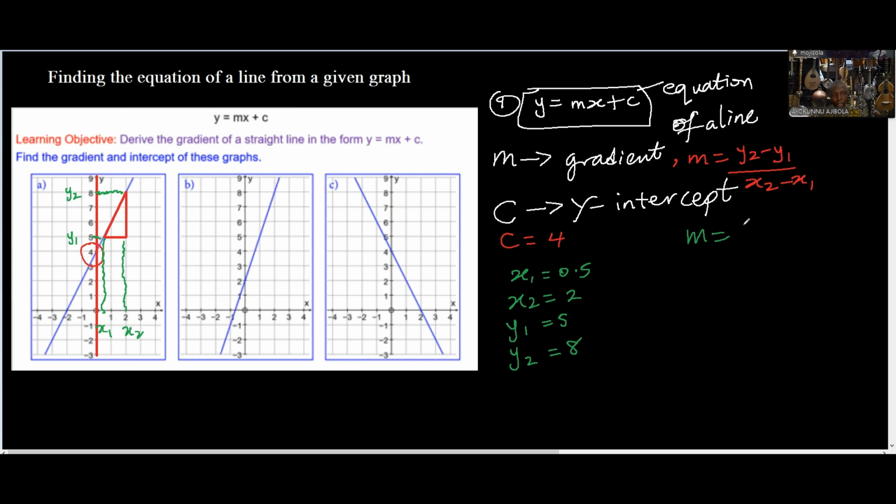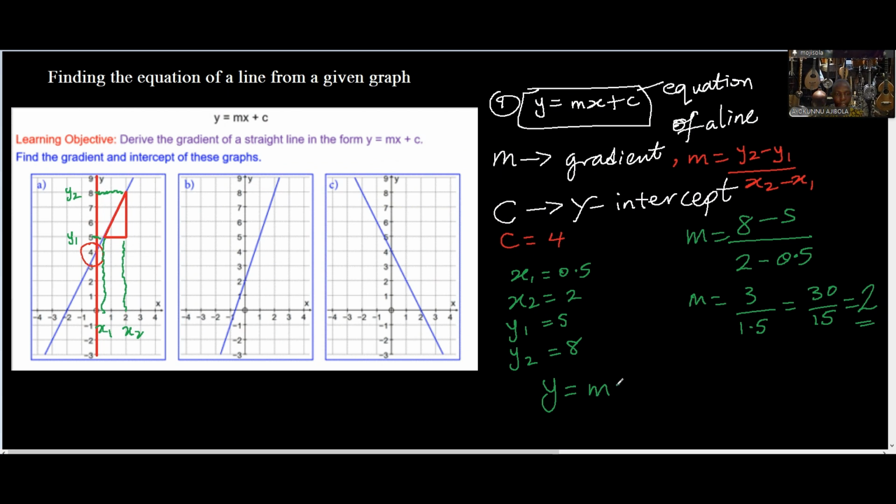So what is y2 now? That is 8 minus y1, which is 5, over x2, which is 2, minus x1, which is 0.5. So my gradient now will be 3 over 1.5. Is that clear? This is like saying 30 over 15. So what's the gradient? 2. So the equation of that line will now be what?